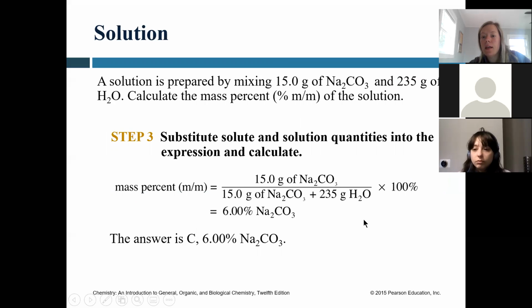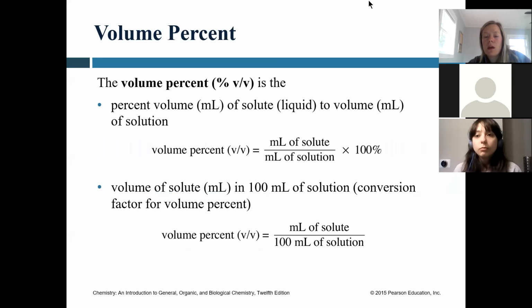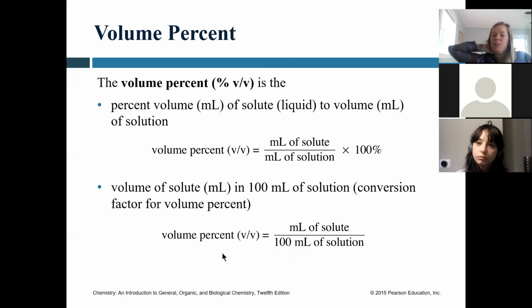So that's one way to calculate concentration, probably one of the easiest ways. We also have volume percent. So this is the percent volume in milliliters of the solute divided by the volume of the entire solution. Again, units for this are in milliliters, you multiply by 100. If I give you the volume percent, like if I say it's 10% volume, you would say that that's 10 milliliters of solute over 100 milliliters of solution.